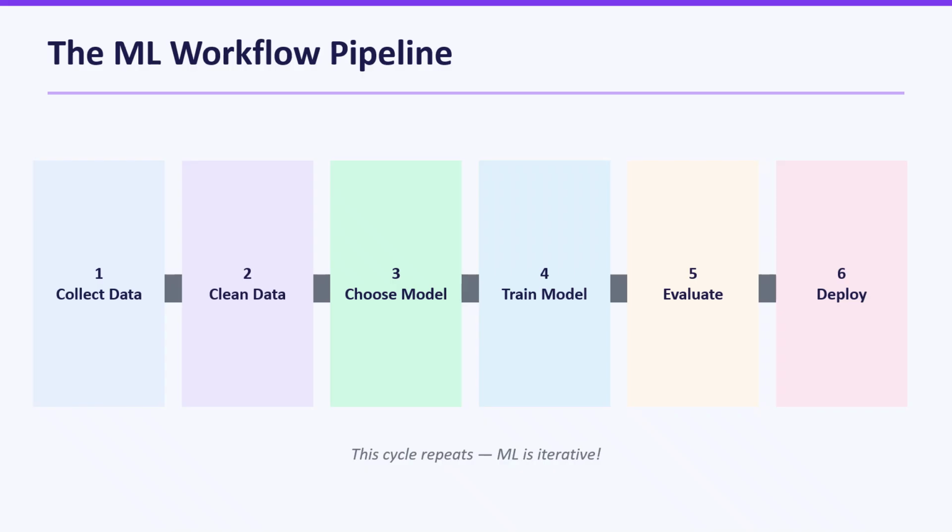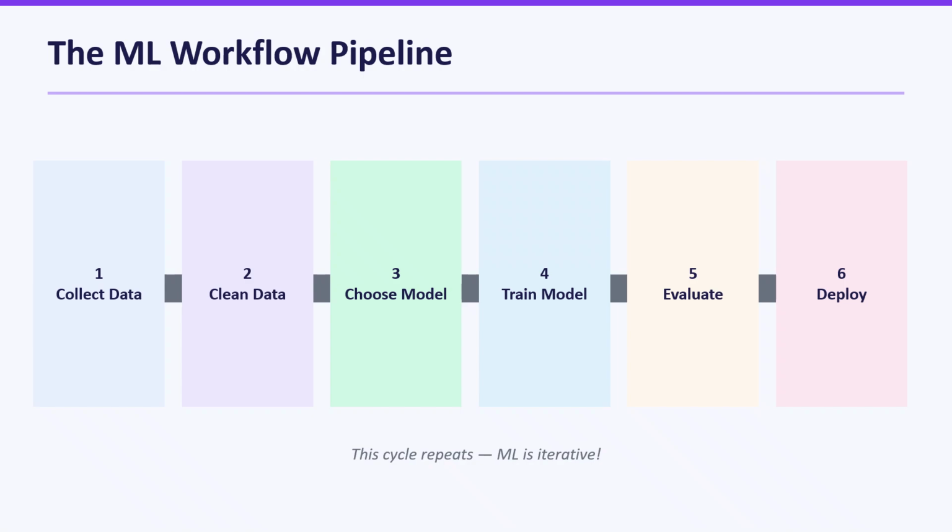Here's the step-by-step process every ML project follows. Step 1, collect data, where you gather raw data from databases, APIs, or CSV files. Step 2 is to clean data, fix errors, handle missing values, remove duplicates. Step 3, choose a model, decide which algorithm to use. Step 4 is to train the model, feed the training data and let the model learn. Step 5, evaluate. Test the model and measure its accuracy. Step 6 is to deploy. Put the model into production so real users can use it.